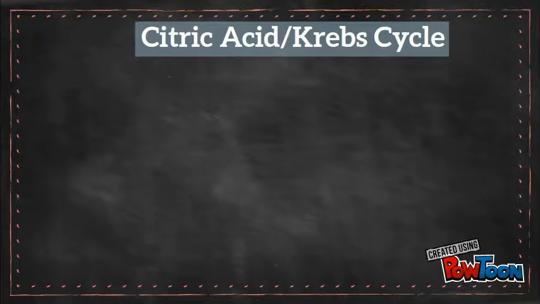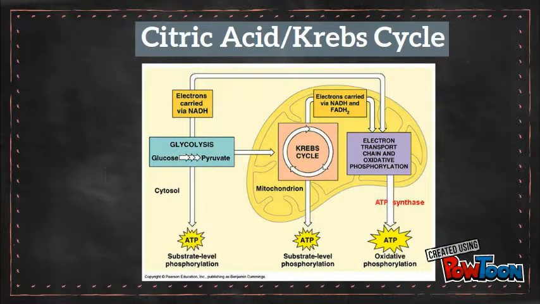The second step of aerobic respiration is the citric acid cycle, or Krebs cycle. Pyruvate must be turned into acetyl-CoA before it can enter the Krebs cycle. With each acetyl-CoA, the Krebs cycle produces 6 NADH, 2 FADH2, 4 carbon dioxide molecules, and 2 ATP molecules.